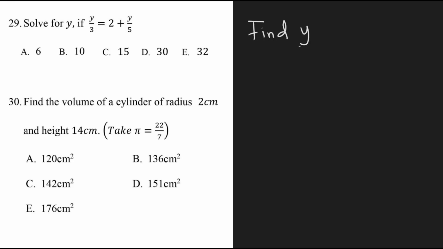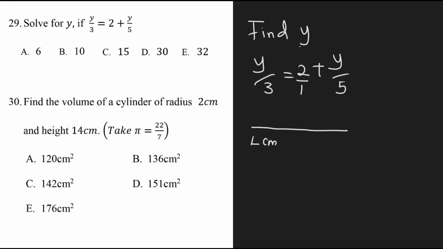Find y, right? So if y over 3 is equal to 2 plus y over 5. So what are we going to do? We are going to simply balance these two with 1. Then what else? We're going to take the LCM, right? Take the LCM of the denominators.